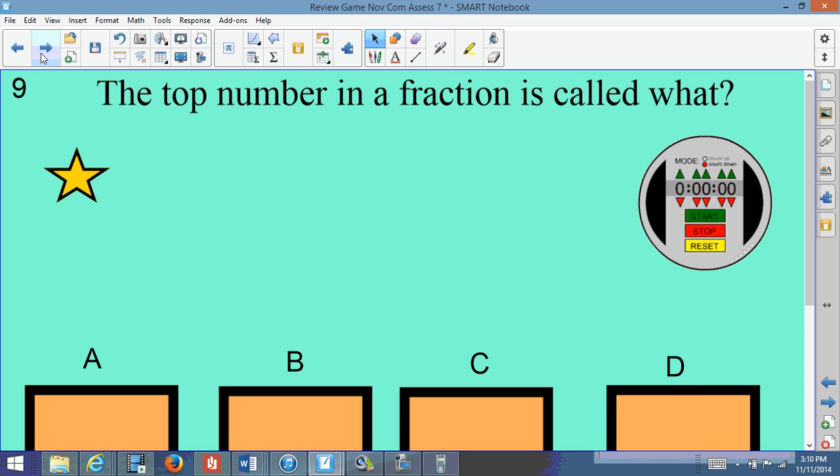Good question. The top number of a fraction is called what? Hopefully you remember that.